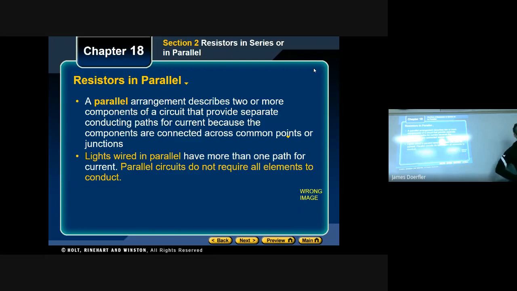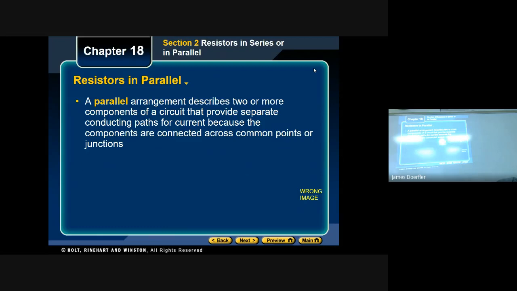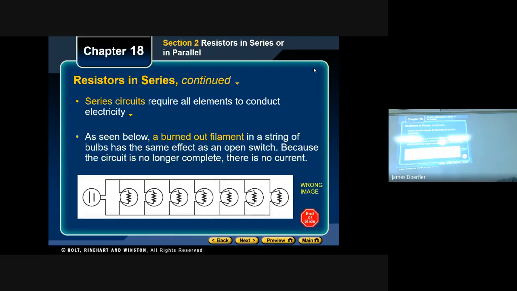Now, parallel arrangement describes two or more components of a circuit that provide separate conducting paths for current because the components are connected across common points or junctions. Lights wired in parallel have more than one path for current. Parallel circuits do not require all elements to conduct. So that's this one.